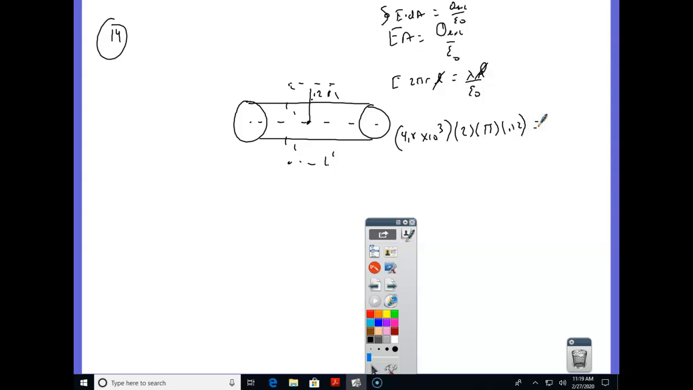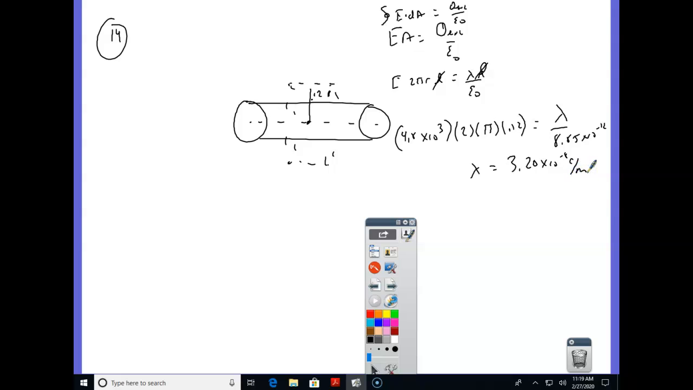4.8 times 10 to the 3 times 0.12 equals lambda over 8.85 times 10 to the negative 12, and lambda is what I'm solving for. What do I get for lambda? Great question. Let's get a great answer. 4.8 exponent 3 times 2 times 0.12 times pi times 8.85 exponent negative 12. Boom. I got about 3.20 times 10 to the negative 8 coulombs per meter.